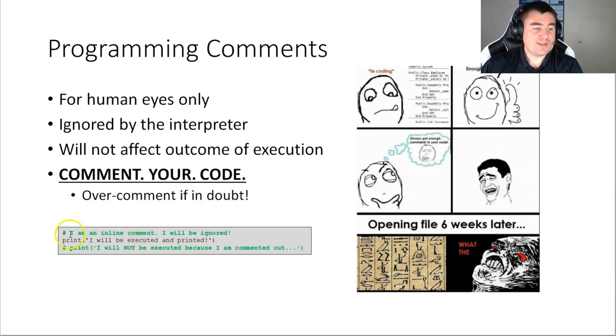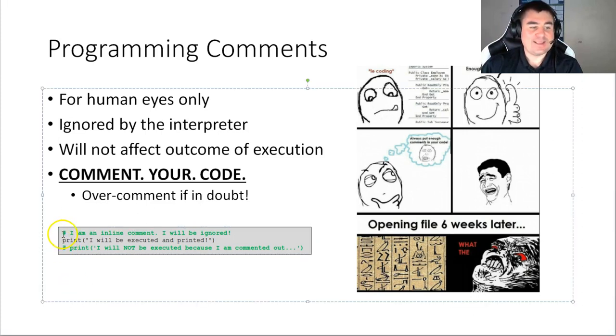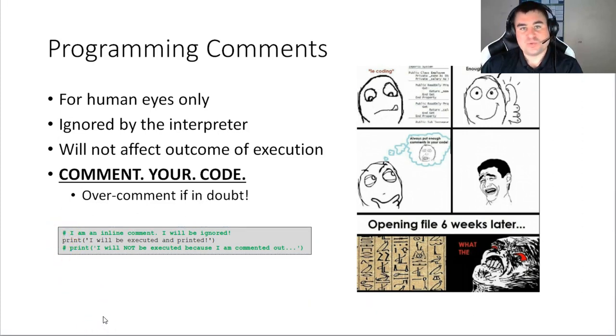So here's an example. In Python, an inline comment is initiated by a number sign. Anything following a number sign in a Python line will be ignored by the interpreter and not executed. So for example, this first line says, I am a comment, I will be ignored. This next line has no comment, it will be executed. So this one says, I will be printed. And even though this is the same thing, this one is commented out, therefore it will not be executed.